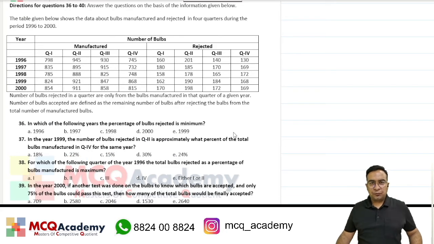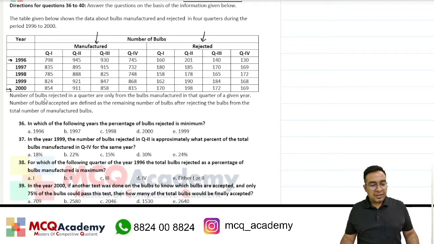Question number 36 to 40. The table given below shows the data about the bulbs manufactured and rejected in 4 quarters during the period 96 to 2000. तो यहां पे आपको दो तरह का डेटा गिवन है, नंबर ऑफ बल्ब्स मैन्युफैक्चर्ड एंड नंबर ऑफ बल्ब्स रिजेक्टेड. ये आपको गिवन है अलग अलग क्वार्टर्स के लिए ओवर डिफरेंट ईयर्स. 96 टू 2000 का डेटा यहाँ पे आपको गिवन है, और आपको क्वेश्चंस आंसर करना है उसके बेसिस के ऊपर.